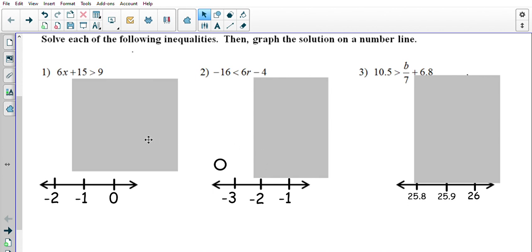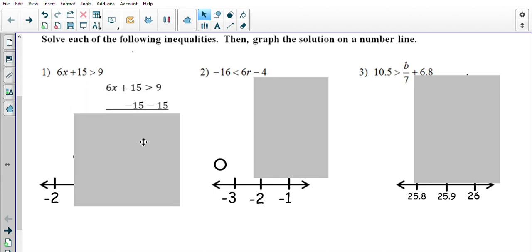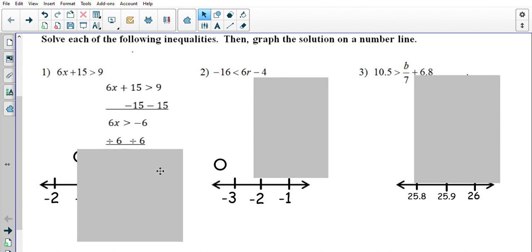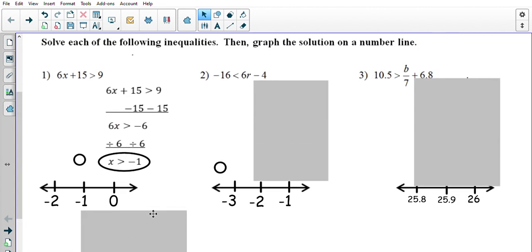So in number 1, we have 6x plus 15 is greater than 9. We want to begin by getting rid of our constant of 15. The inverse of adding by 15 is to subtract 15. This will get us 6x is greater than negative 6. 9 minus 15 is negative 6. Then, for our second and final step, we want to divide both sides by 6. That's the inverse of multiplying by 6. That will get us a solution of x is greater than negative 1.